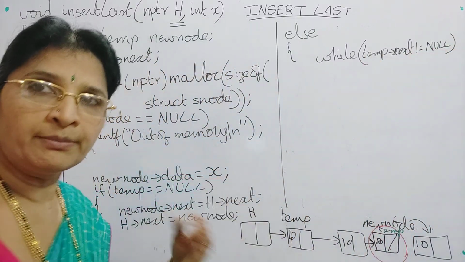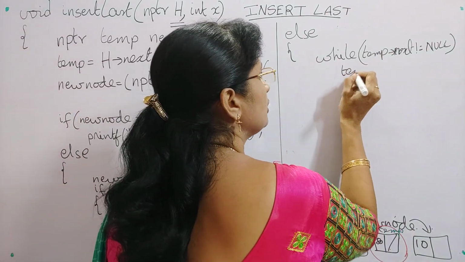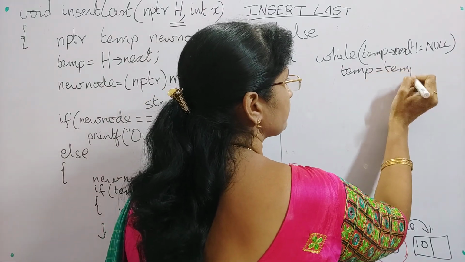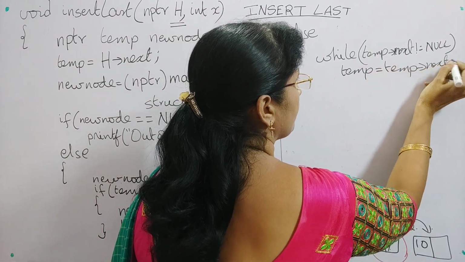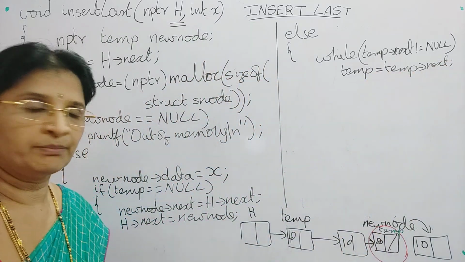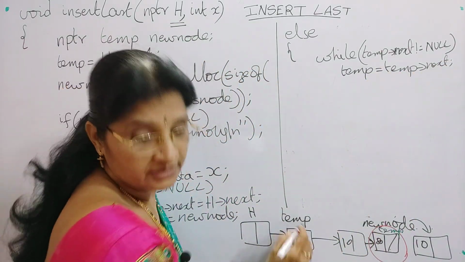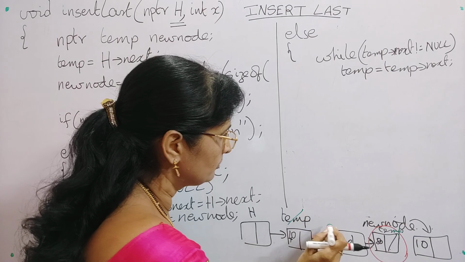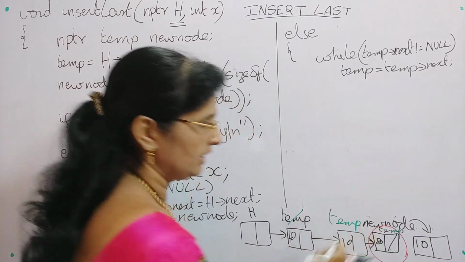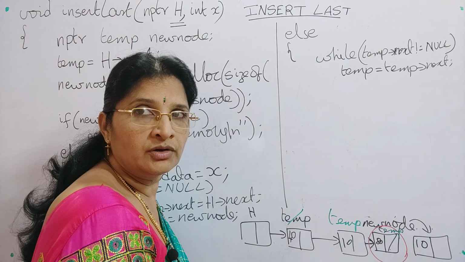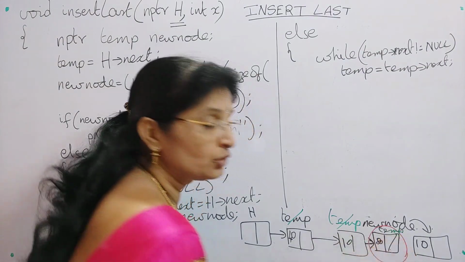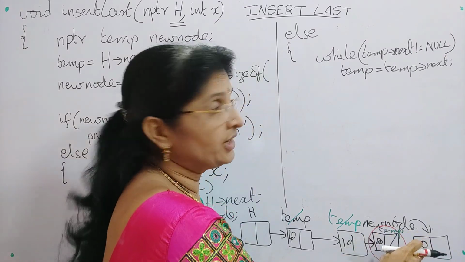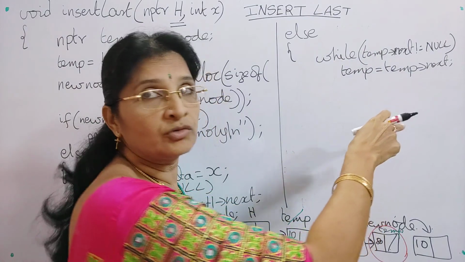Until temp next is equal to null, we are trying to move the pointer temp. Temp is equal to temp next. So what will happen first? Is temp next not equal to null? No, so we will move the pointer from here to here. Next, again, is temp next not equal to null? No. Again from here it will be moved to this location. After coming to this location, is temp next not equal to null? It is equal to null. Then it will come out of the loop.